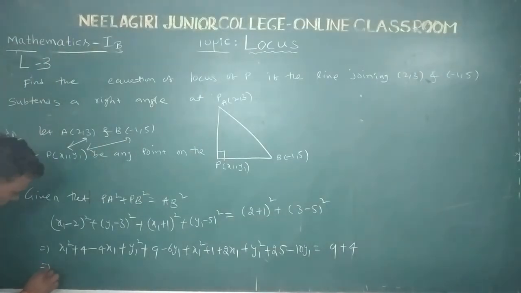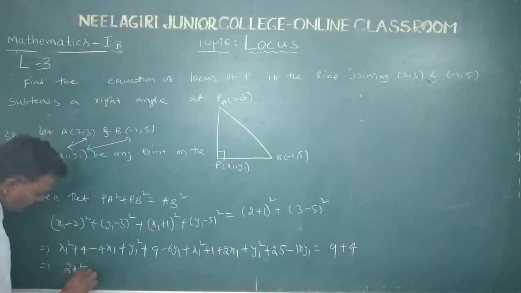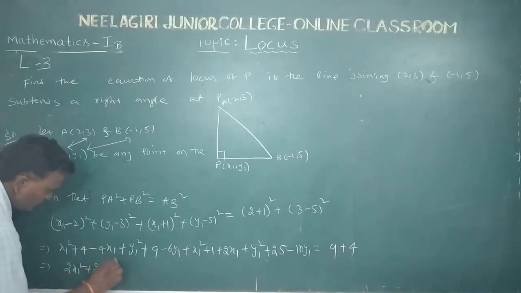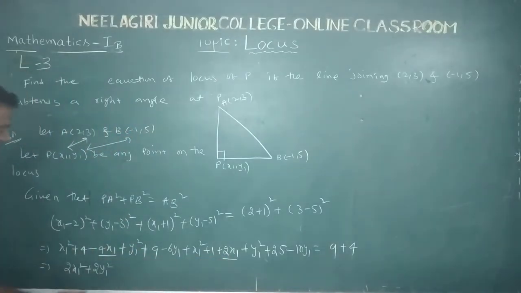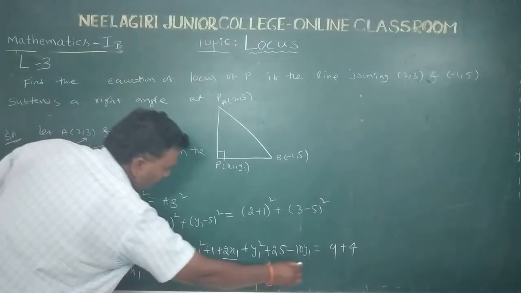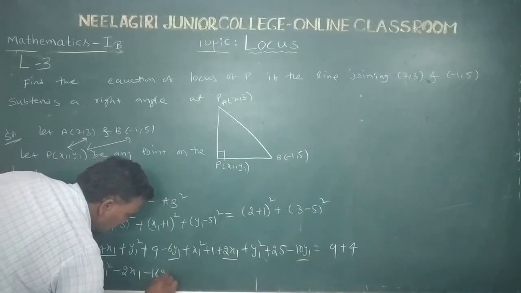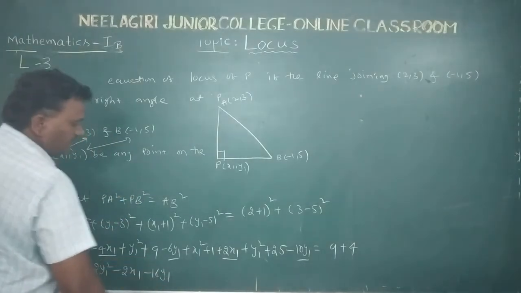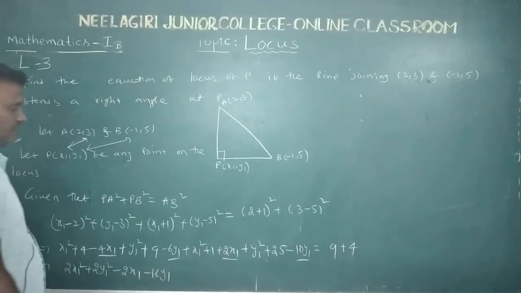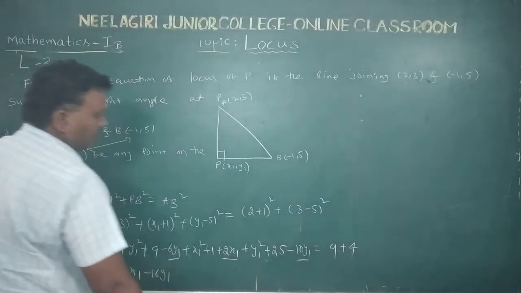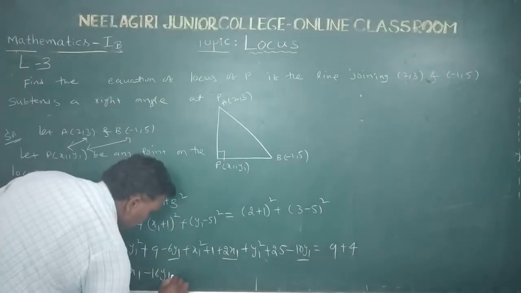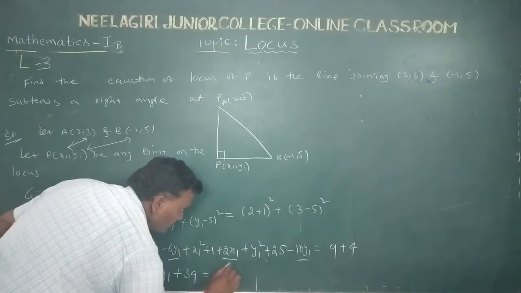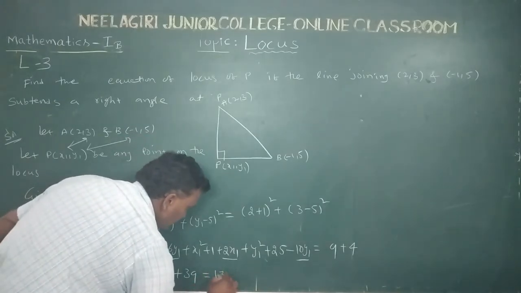x1 square plus x1 square is 2x1 square. y1 square plus y1 square is 2y1 square. Minus 4x1 plus 2x1 is minus 2x1. Next, minus 6y1 minus 10y1 is minus 16y1. 4 plus 9 is 13, 13 plus 1 is 14, 14 plus 25 is 39. This is equal to 9 plus 4, which is 13.